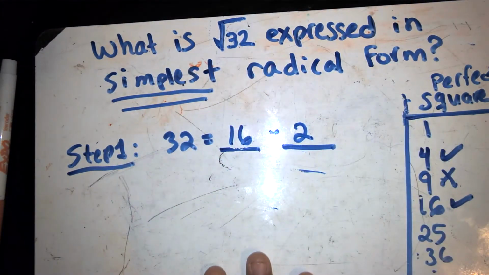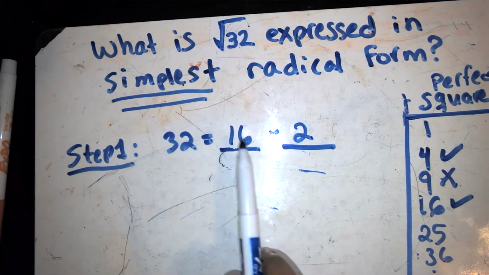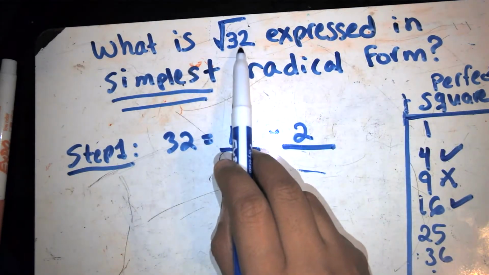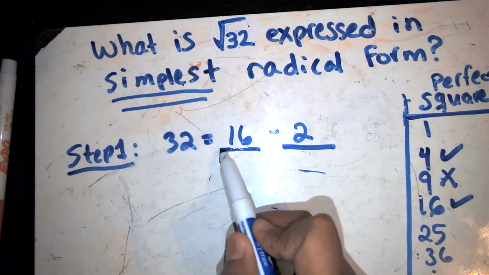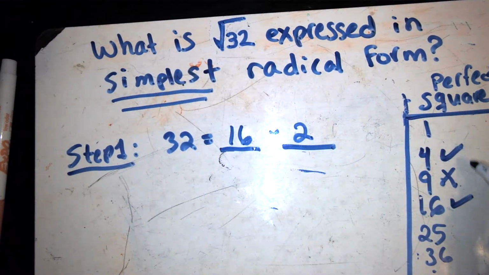Okay, so that's step 1. Find two numbers that multiply to the number you're trying to simplify, such that one of them is the largest perfect square that can go into it evenly.